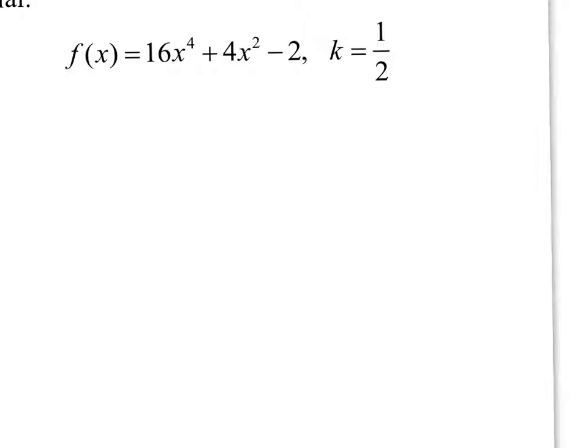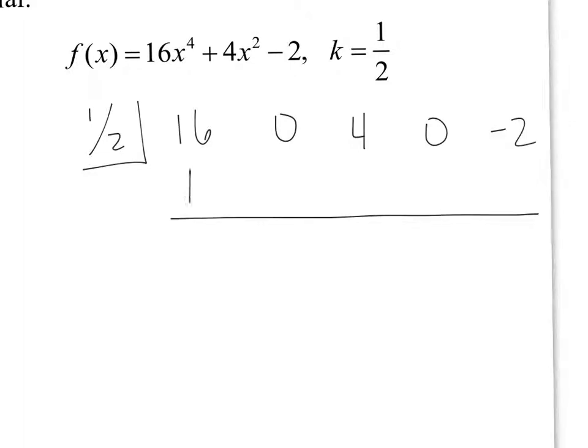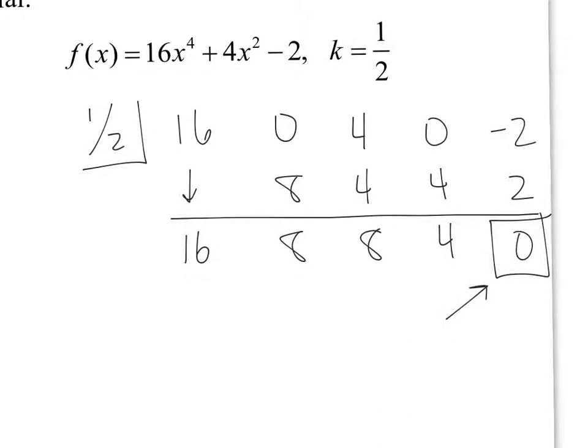So for this one, it's asking us, is 1/2 a 0 of this polynomial? So let's plug in 1/2. My coefficients are 16. Whoop, be careful, there is no x to the third, so I need to put a 0 in. And 4, and be careful again, there is no x term. So be very aware of the missing terms. Remember, you always have to fill in zeros, otherwise the synthetic division won't work out nicely. Let's go through this and see if 1/2 is a 0. So 16, half of 16 is 8, and add, half of 8 is 4, and add, half of 4 is 2, and add. Boom. Yes.